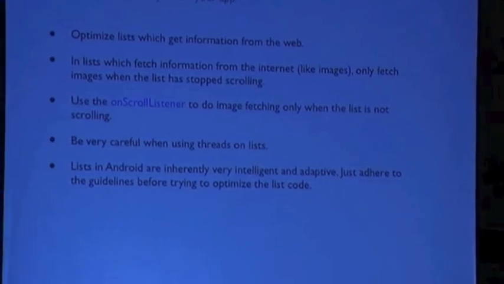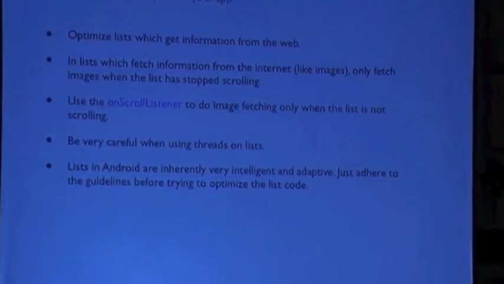But when using a thread, make sure that, for example, if you are doing a fast flick of the list, you don't have to load images for each of the list items. I'll take the example of Twitter again. I flick the list very fast, so probably I would have skipped 100 items in a second, but I would have started 100 threads also to load 100 icons. Why do you need that? Because I'm not going to see those icons.